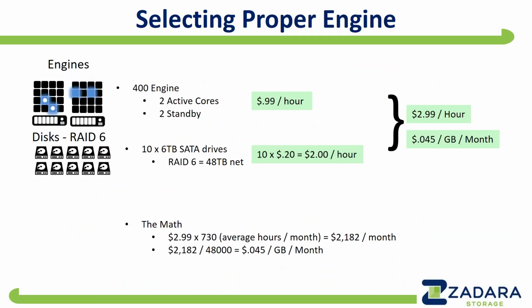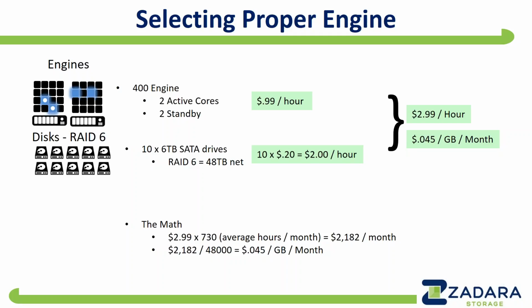Now, all that data in that table was very important, but I'm a visual person, so I wanted to break that down into the various pieces. We said that we were going to remember cores, storage nodes, and disks. So in this particular case, as Howard said, we selected a 400 engine. We saw that not only in the slides, but you also saw that in the demo. We have 2 active cores, and we have 2 standby cores, and you can see them right there in the blue. That gives us a price of 99 cents per hour. We're going to add to that 10 drives, which in RAID 6 is going to give us a net of 48 terabytes after we throw away the 2 drives.